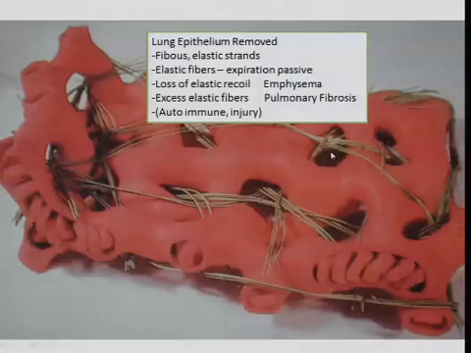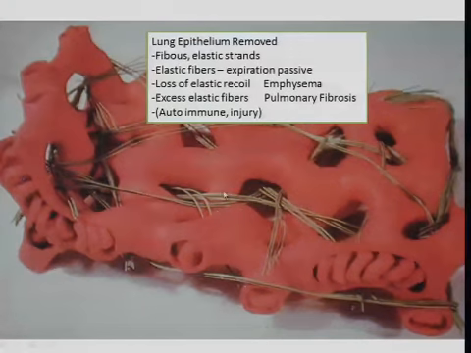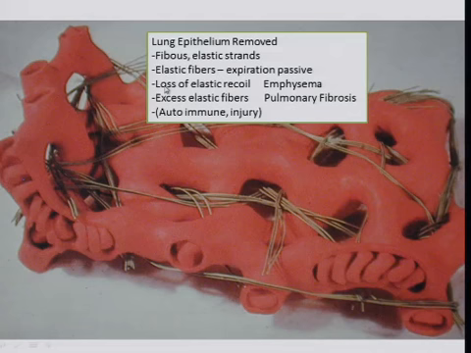Here we take and we remove the epithelium, and now we see the vasculature underneath. And you can kind of see where these elastin fibers are all integrated within that extracellular matrix between those two layers. And these elastic fibers are very important for the recoil and exhalation of gas as we breathe. So here you can see, once again, the fibrous elastic strands. The elastic fibers are very important for expiration to make it passive.